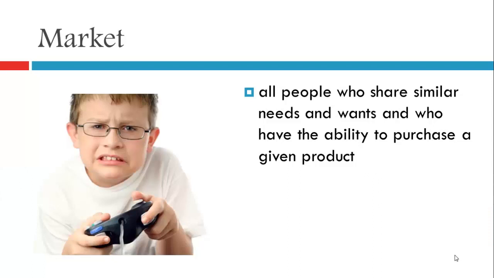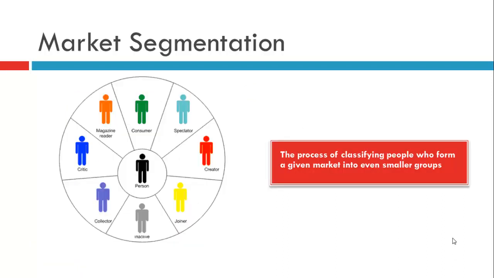All people who share similar needs and wants and who have the ability to purchase a given product are a market. You could be part of a market for video games, but not be a part of a market for an expensive car. Even though you may want an expensive car, you may not have the means to buy one. If you like video games and have the resources to buy or rent them, you would be part of the video game market. Businesses look for ways to sell their products to different consumers who may be potential customers.